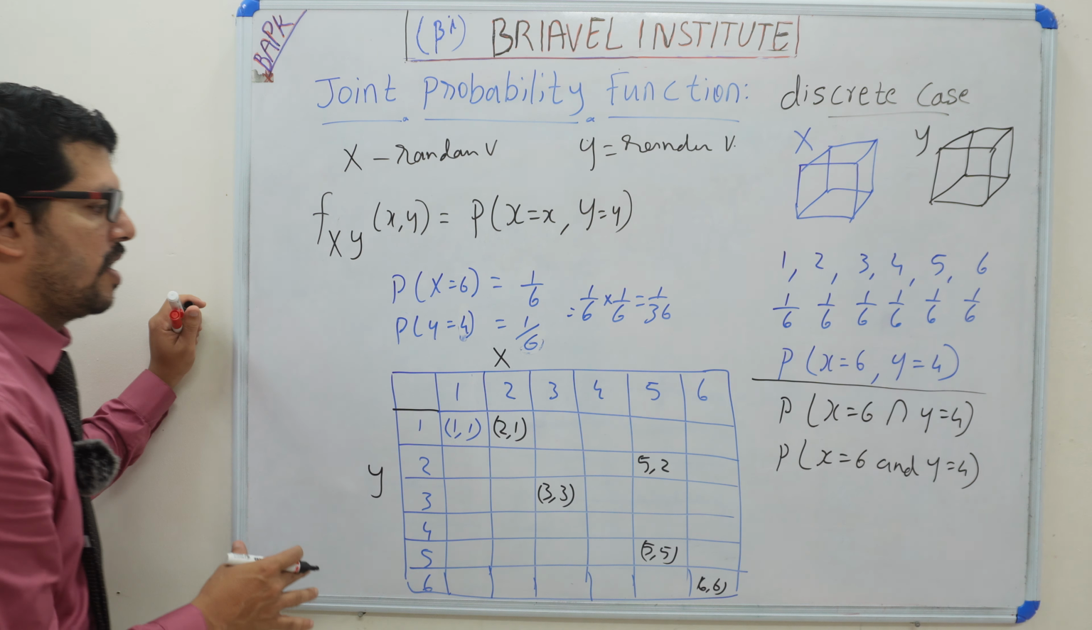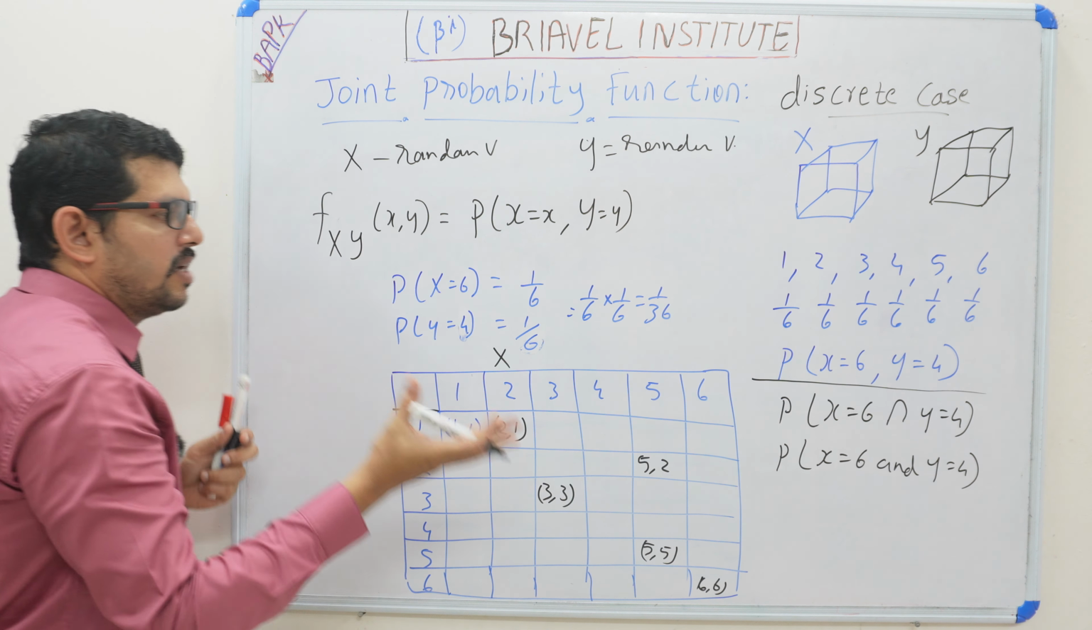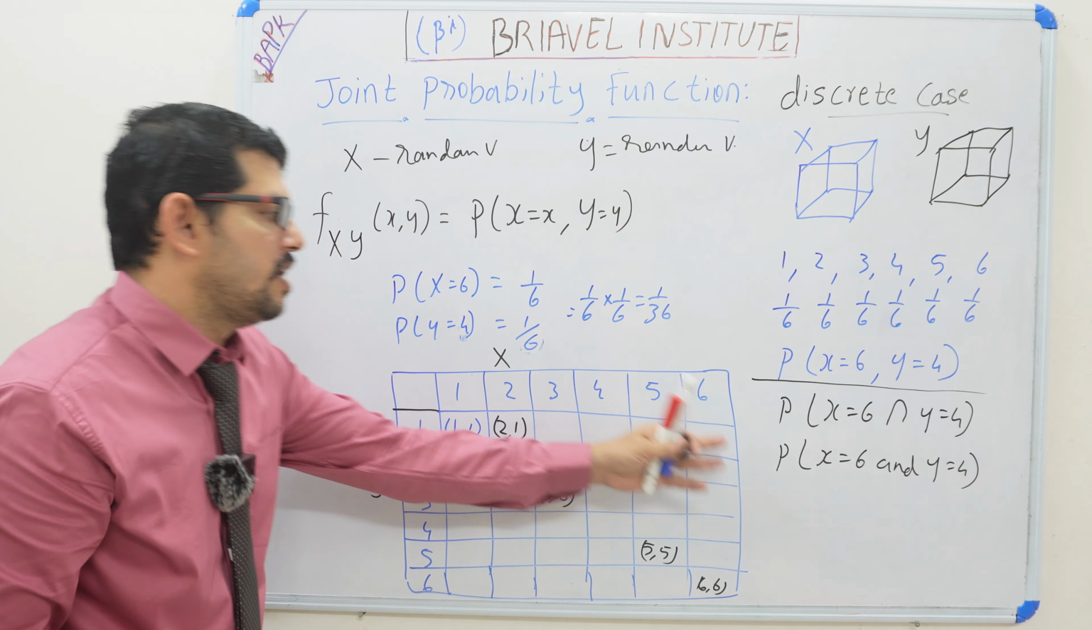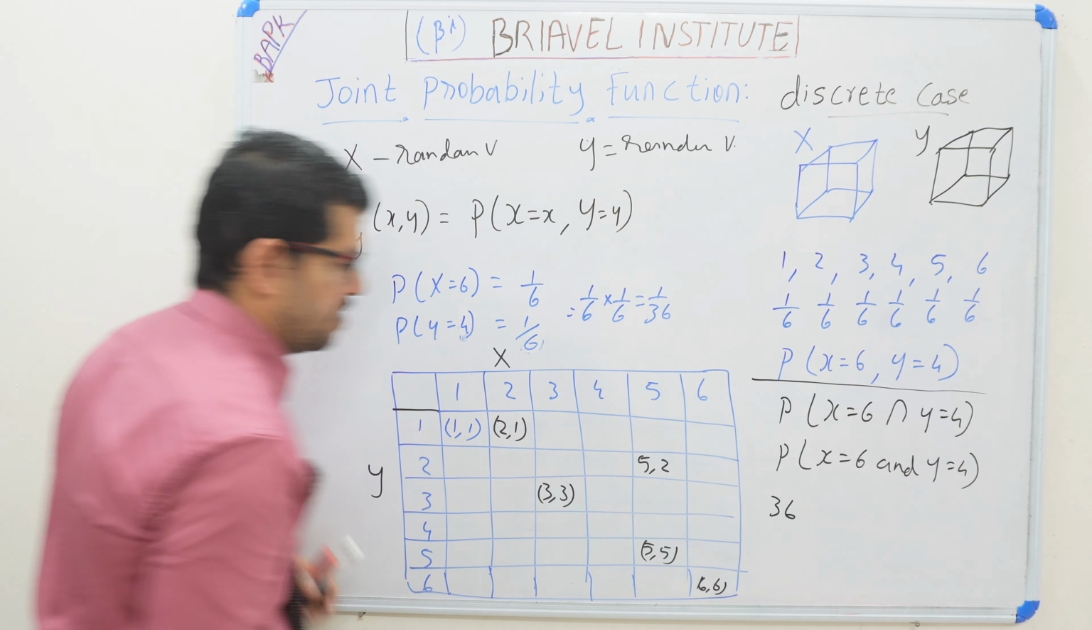So all have a chance. I have all the chances. If you are throwing 2 dice at a time, I have all the chances. There are 36 chances. We can write it as 36 chances.